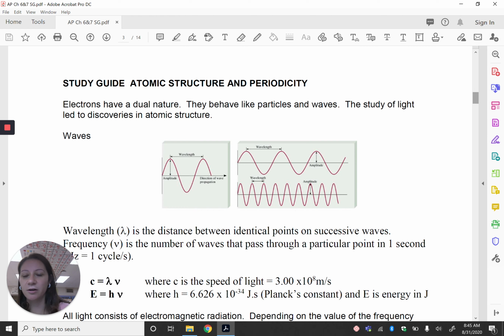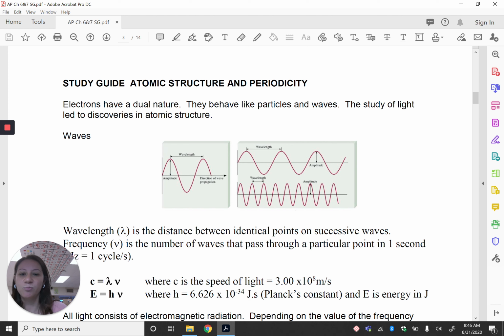Okay, so we're going to start chapter 6 with atomic structure. And we know that de Broglie said that electrons have a dual nature, right? They behave both like particles, and so they have mass and volume, and they also behave like waves, so they behave like energy. And so what else comes in waves? Well, light comes in waves, and so the study of light really led us to some different discoveries in the atomic structure, because just like electrons, light is waves.